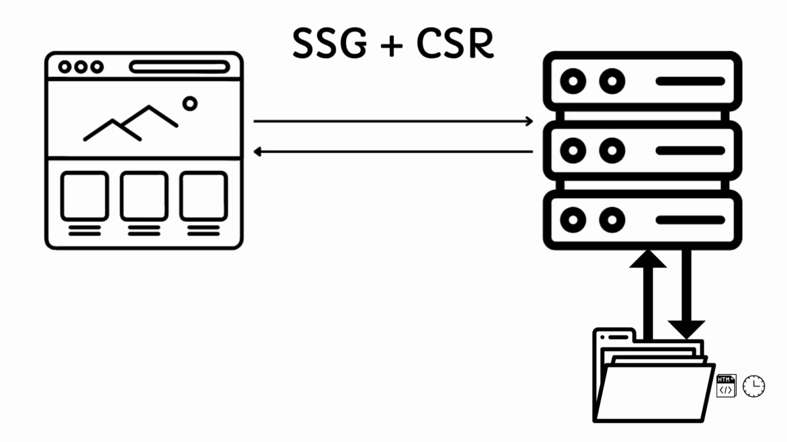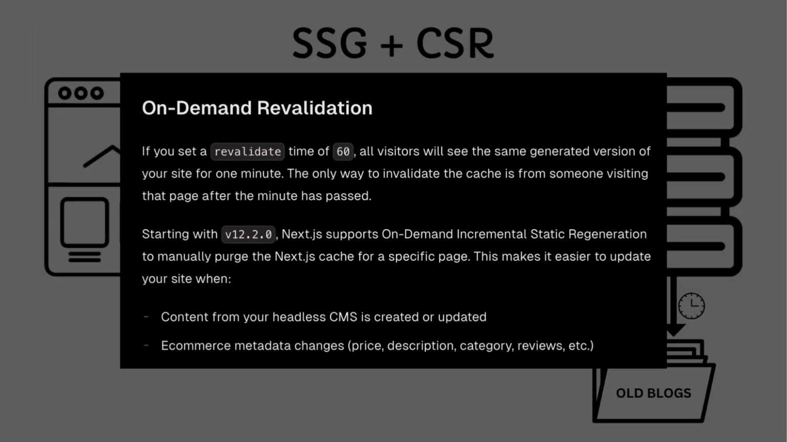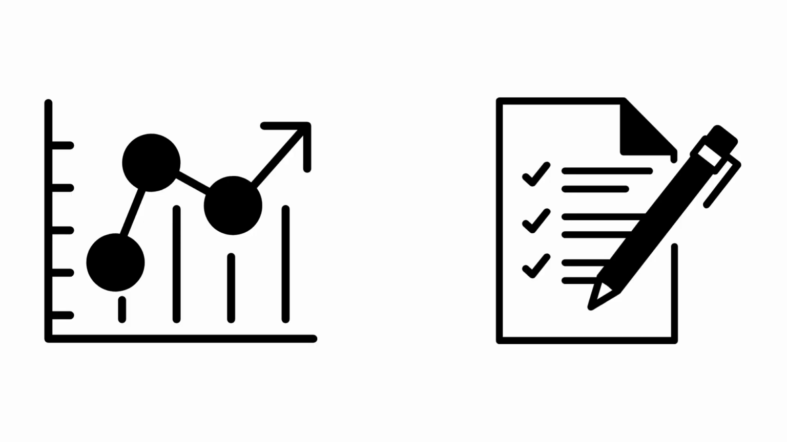But the issue remains the same, the content changes beyond our control even with a set revalidation time. To address this, Next.js offers an on-demand revalidation feature to regenerate static HTML files when the content changes. This ensures that older blog pages are regenerated when necessary, keeping the content up to date. While this is a great option, it's important to consider business requirements and content change frequency carefully.